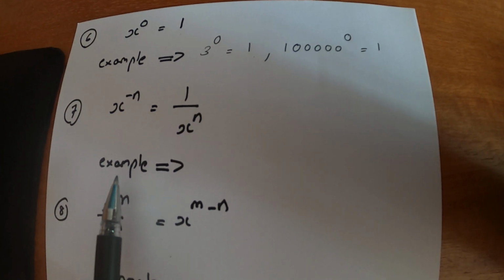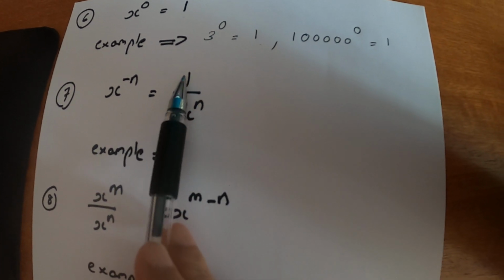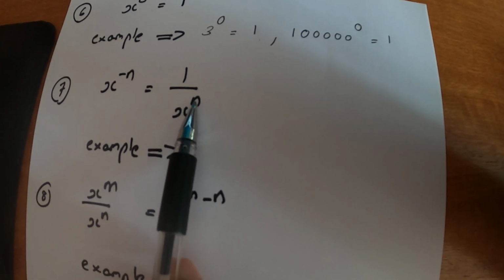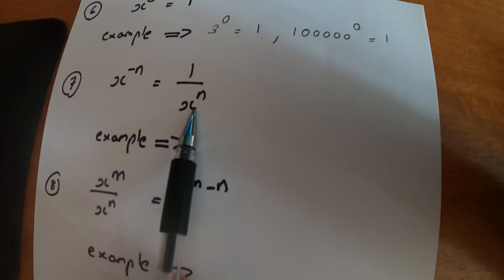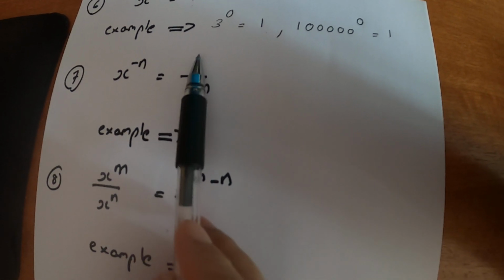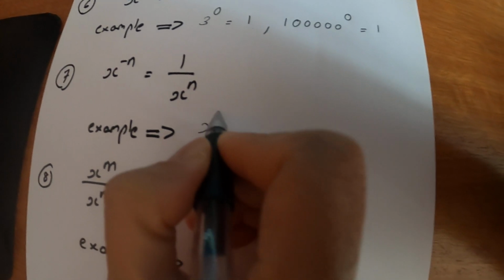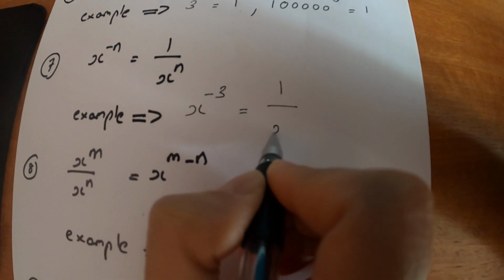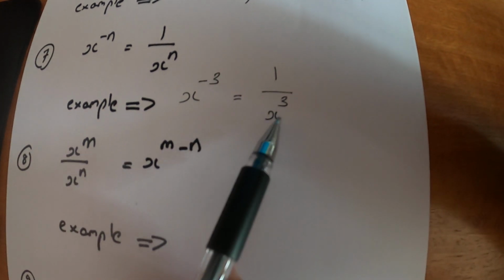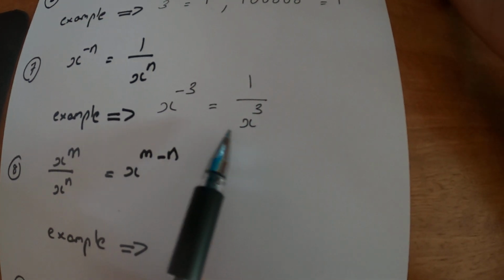Rule number 7: x to the power of negative n is equivalent to 1 divided by x to the power of n, right? So in this case, the negative n you can bring down here to become a positive n, 1 divided by x to the power of n. For example, x to the power of negative 3 will be equal to 1 divided by x to the power of 3. So the power became positive by bringing it down here, divided by 1.